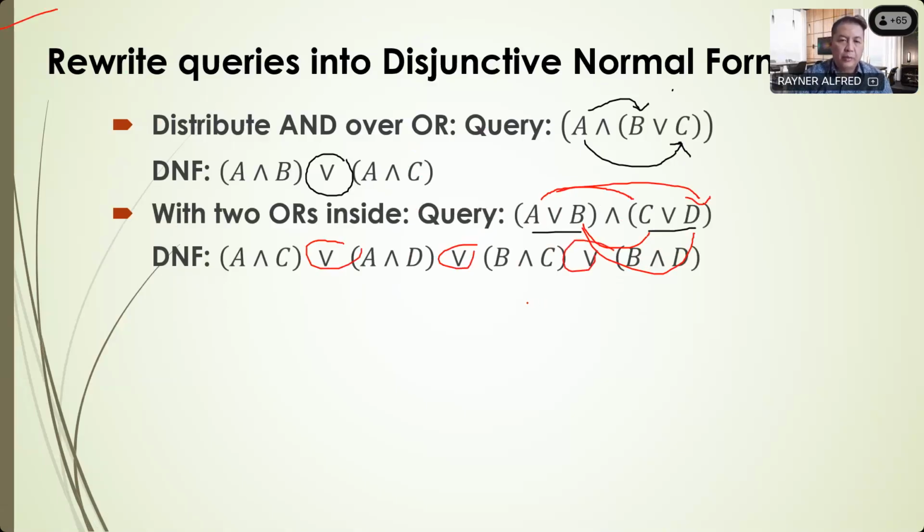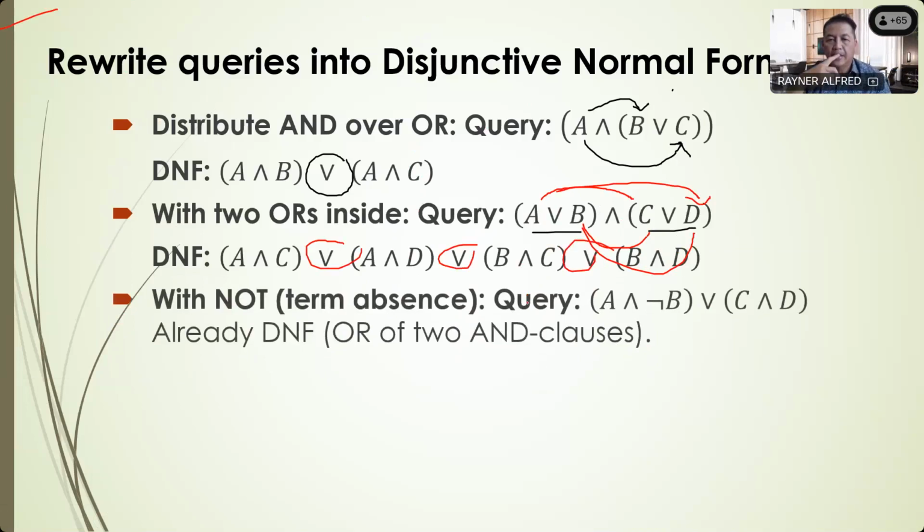We have another situation here, where we have NOT. Your query is in this form, but this one is already in disjunctive normal form because we have this, so I don't need to convert anymore. So that is the first clause and second clause.